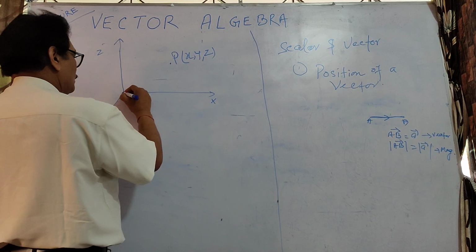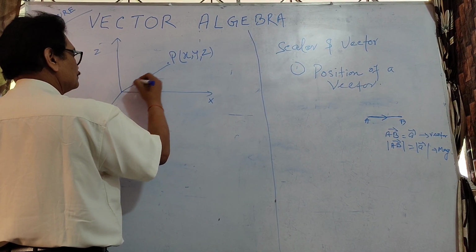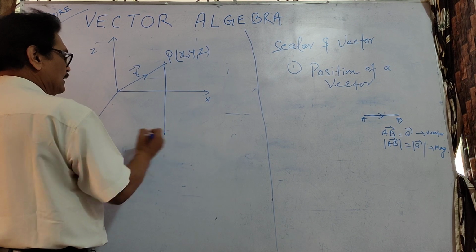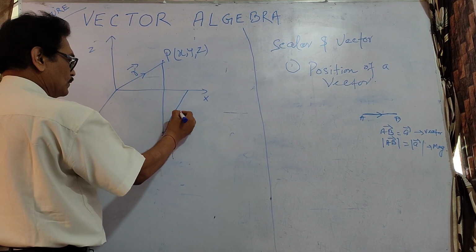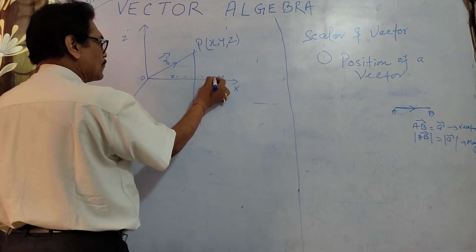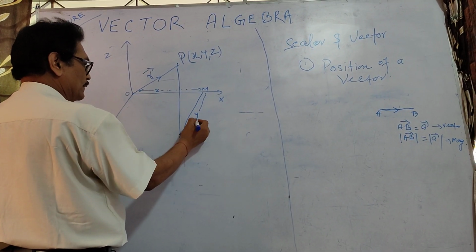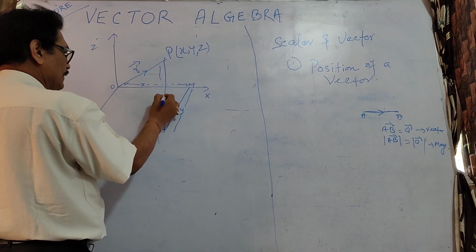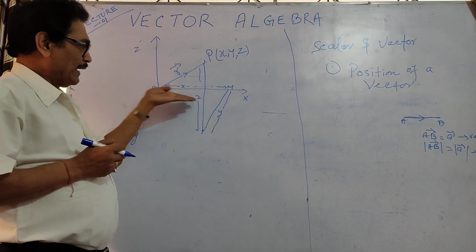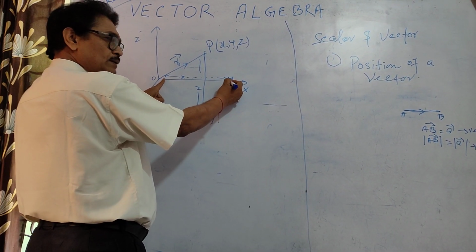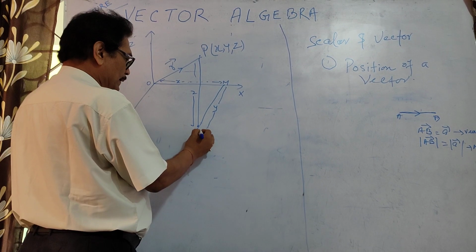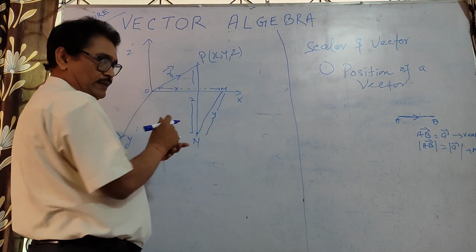So this one is OP. Let this one be R. So this perpendicular distance is Z. This one is Y, and O to M is equal to X. This is Y, and this is Z. In three-dimensional geometry, along x-axis, this segment OM is along x-axis, MP, MN along y-axis, and NP along z-axis.